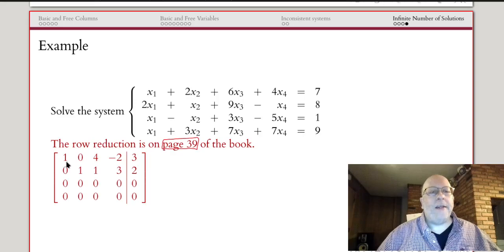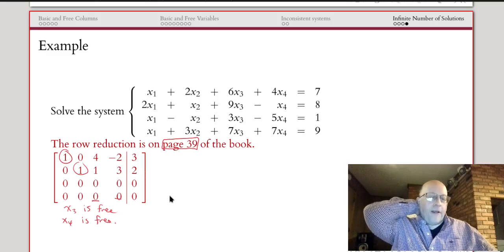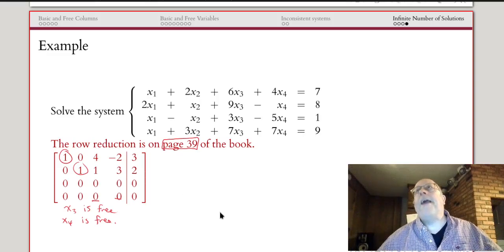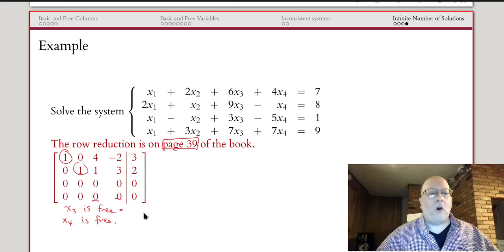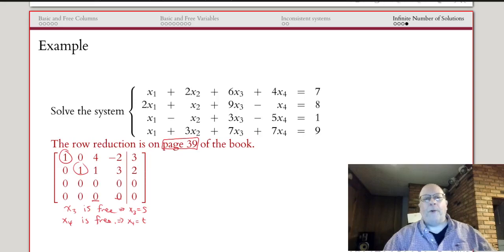But what we find is that I have leading entries corresponding to x1 and x2, and I have 2 variables that are free. x3 is free, and x4 is also free. And so I'm going to need to assign them both to letters. I can't call them both t, so I might say that this one is s, and I might call the other one t. Or I might use t and u instead of s and t, but I have to choose separate letters for each of them.